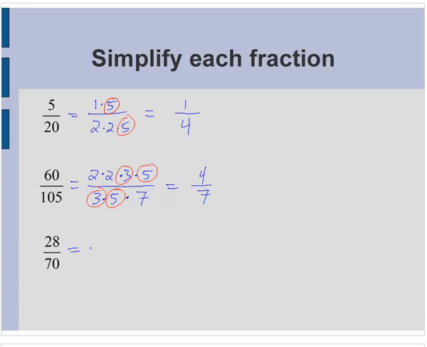28 over 70. 28 is 2 times 2 times 7. 70 is 2 times 5 times 7. Removing the common factors of 2 and 7, we are left with 2/5.